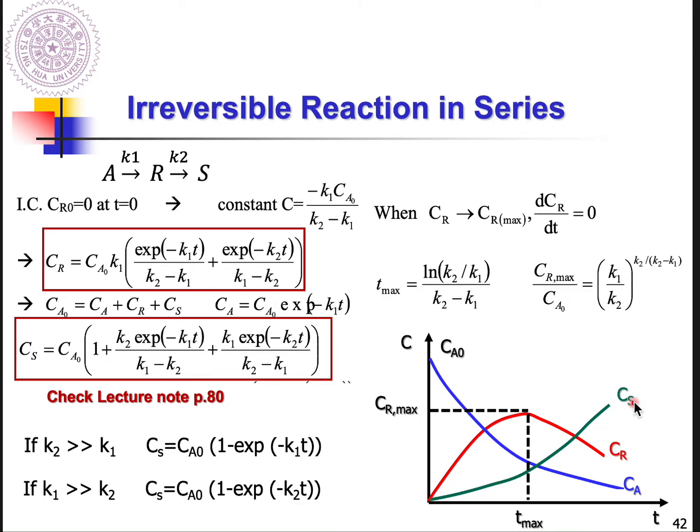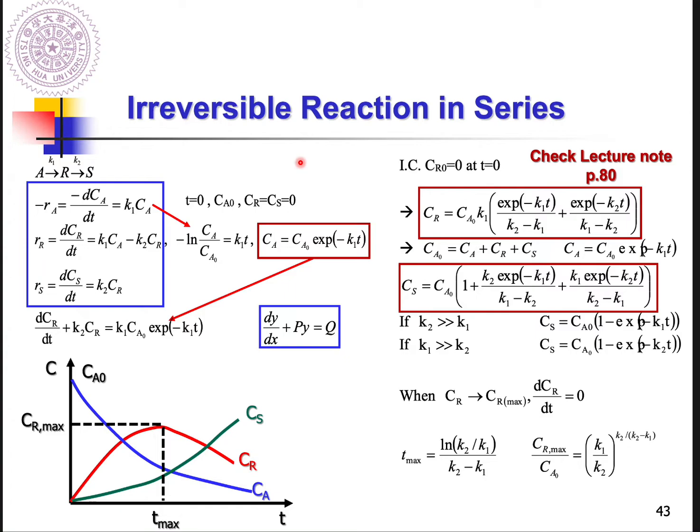But in reality, to get the correct K1 and K2, I would suggest you measure the CR as a function of T, and based on the T maxima and CR maxima, then you can get the exact values for K1 and K2.